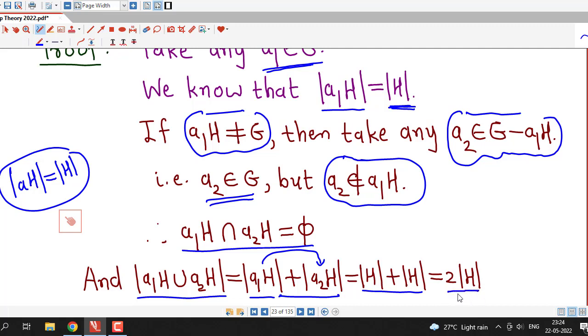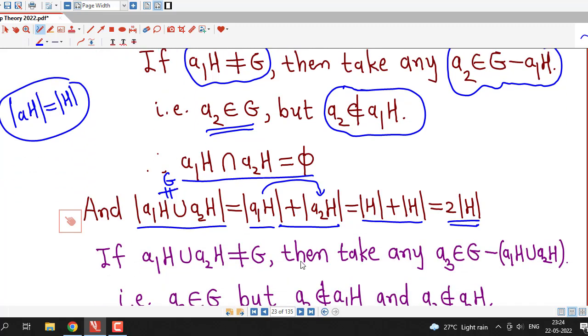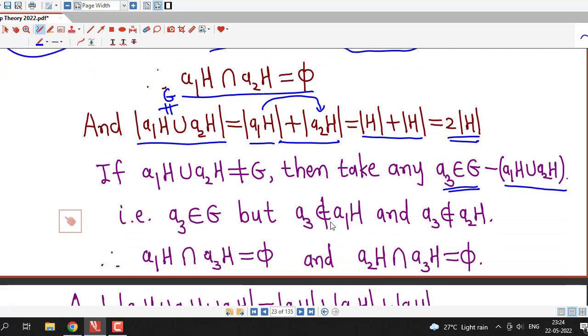So this is equal to 2 times the order of H, and if the union of these two is equal to group G, then the order of G will be equal to 2 times the order of H, and we have shown that the order of H divides the order of G. Now suppose this is not equal to G, then we take another element A3 that is present in G but not present in this union, and therefore we will have these disjoint sets, because A3 is absent in A1H, so A1H and A3H are disjoint.